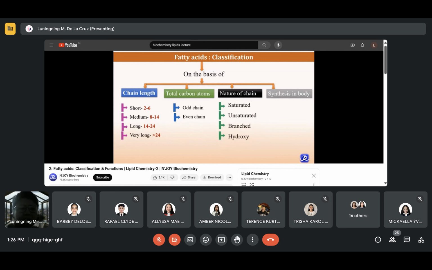Depending on the nature of the chain, they are classified as saturated, unsaturated, branched, or hydroxy fatty acid. Saturated fatty acid do not contain double bond.